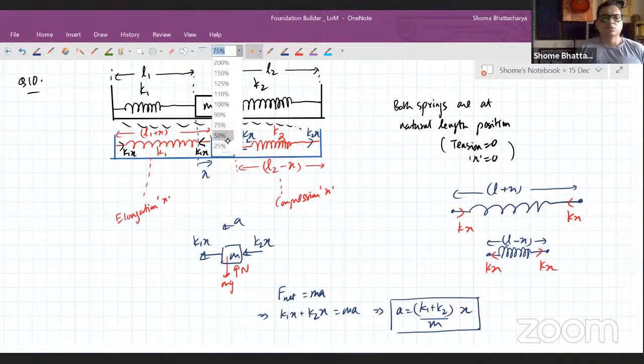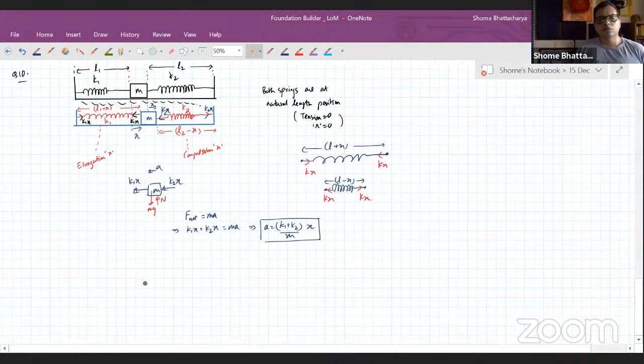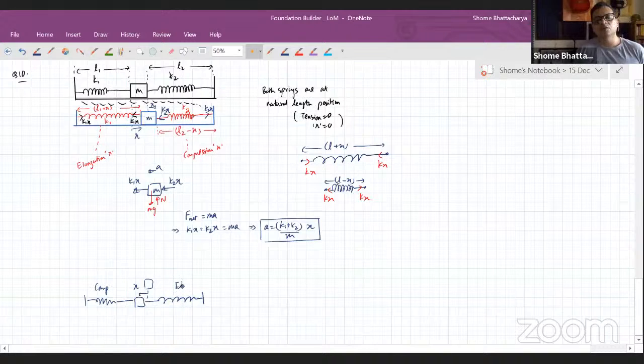Similarly, you will notice that if I displace the block in the opposite direction, by x from the natural length position, then this spring would have been compressed and this spring would have been elongated. So this would have applied a force k1x like this, and this would have applied a force k2x like this. So once again the block would have an acceleration in this direction. It would be the same.